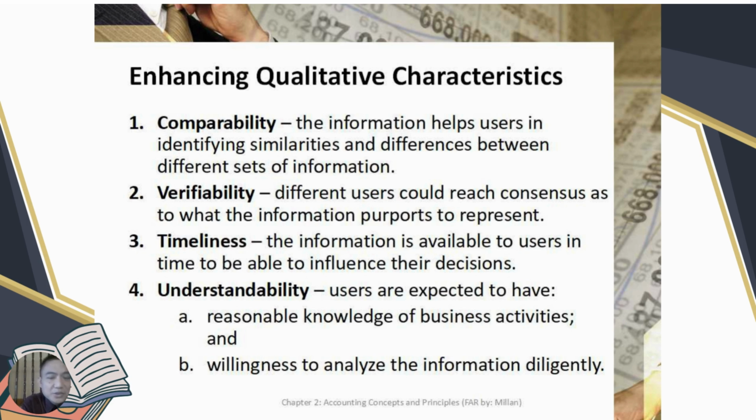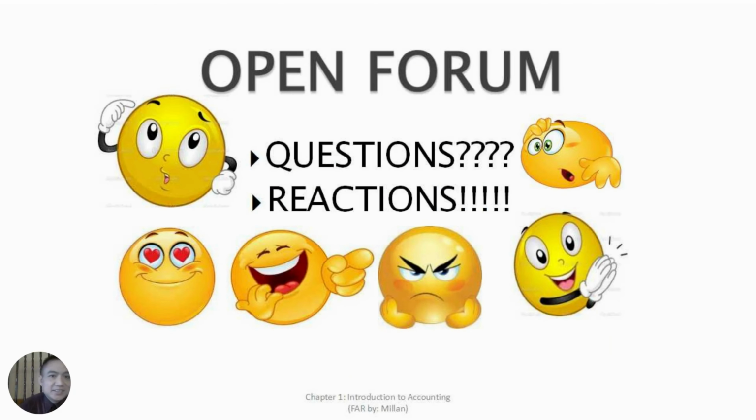Timeliness, the information is available to users in time to be able to influence their decision. So time is of the essence para magamit po ng ating different decision makers. Kasi kapag nag-lapse na po yung time, may tendency na hindi na po magamit ng users. Understandability, users are expected to have reasonable knowledge of business activities and willingness to analyze the information diligently. When you present the data, as much as possible, maiintindihan po ng different decision makers.